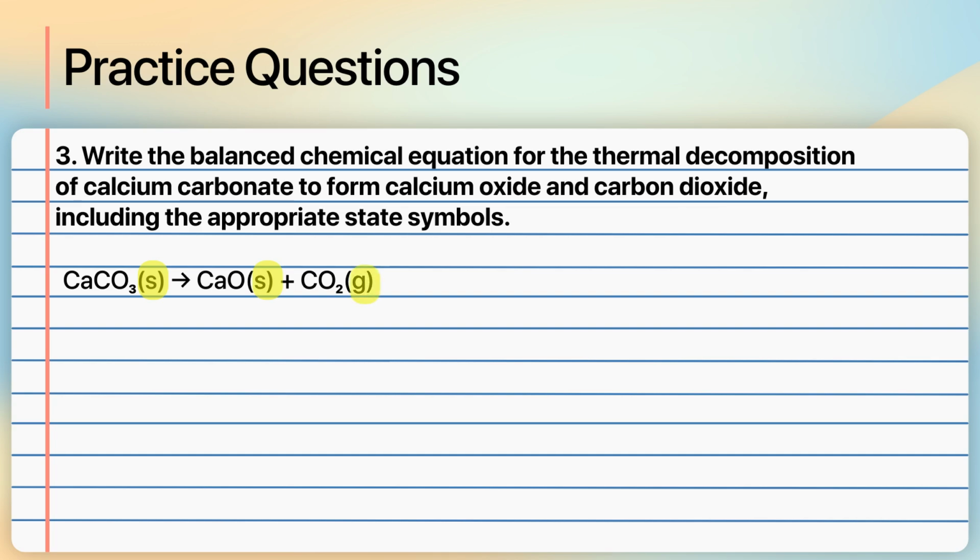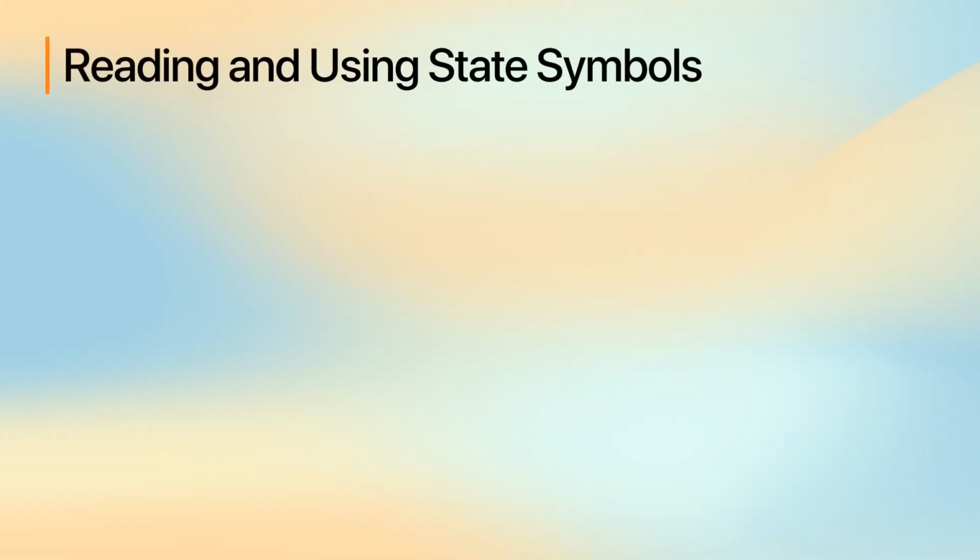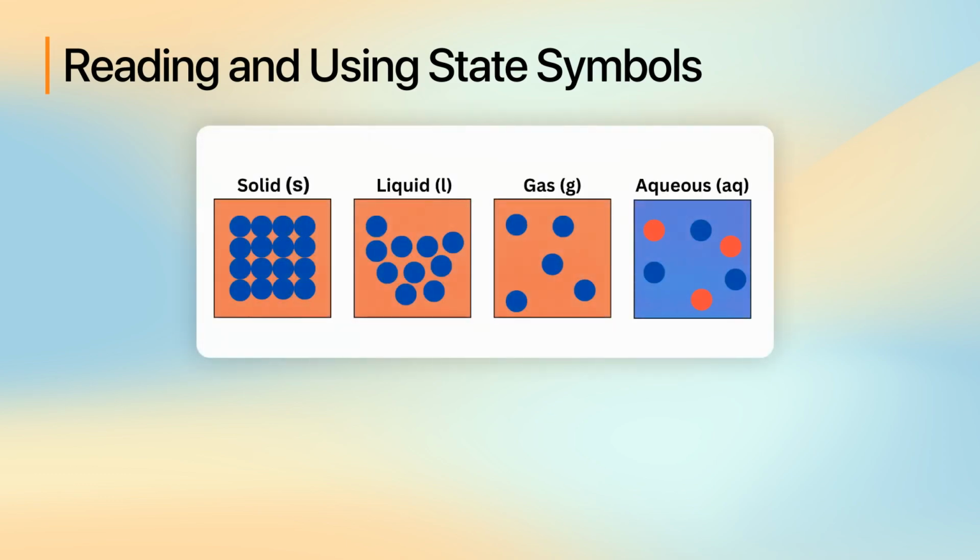In each of these examples, we've applied state symbols to clearly indicate the physical states of the reactants and products. This practice not only provides a complete picture of the chemical reaction, but also helps in understanding the context in which these substances interact. In today's lesson, we focused on understanding and using state symbols in chemical equations to represent the physical states of substances.